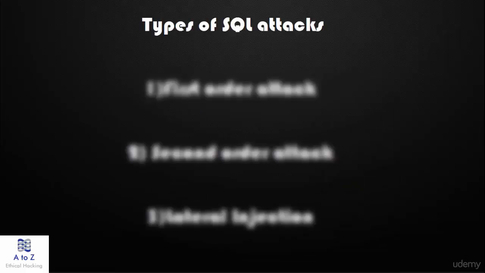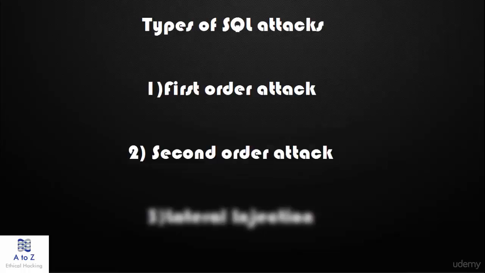Now let's see types of SQL attack. First order attack. The attacker can simply enter a malicious string and cause the modified code to be executed immediately. Second order attack. The attacker injects into persistent storage such as a table row, which is deemed a trusted source. The attack is subsequently executed by another activity.